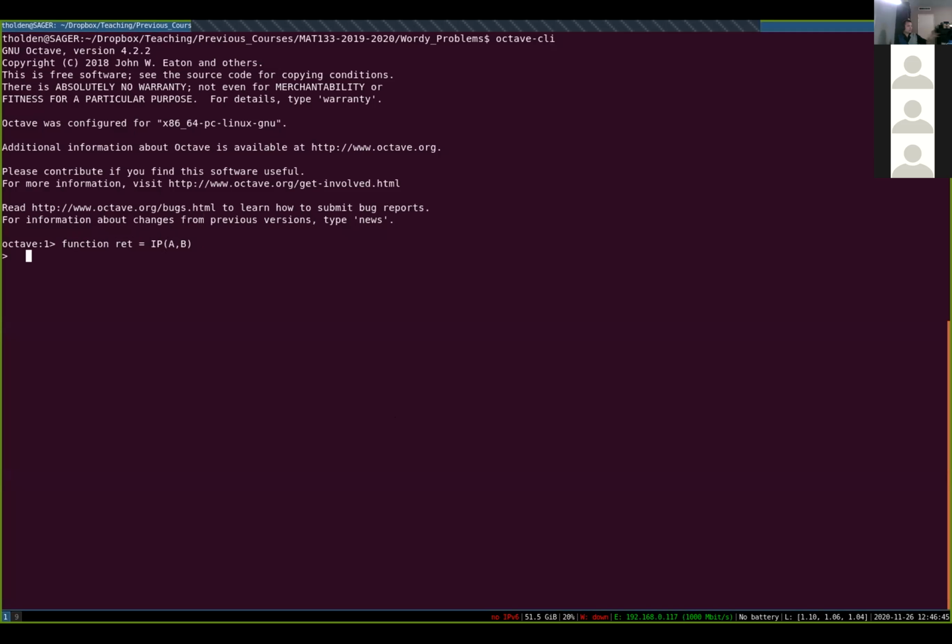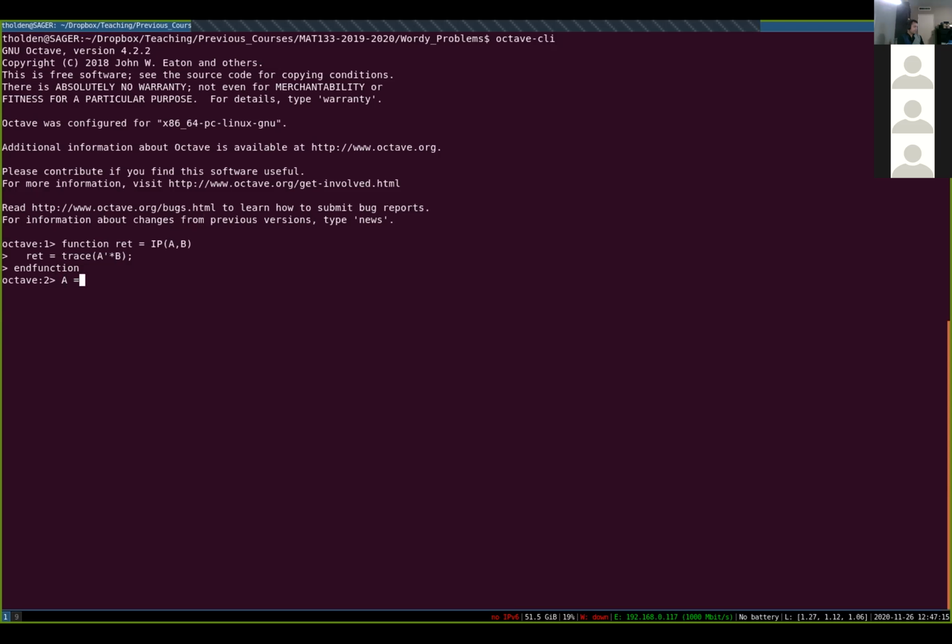Okay, so this is how you declare a function. I included this in the cheat sheet, right? You say function, whatever you're going to claim the return variable equals IP, that's the name of the function, and then your inputs A and B. So what I'm going to do is compute the trace of A transpose. Transpose in Octave is just the apostrophe there, times B. And then I'm going to suppress the output with a semicolon and then say end function. Okay, and I'll type this up if you guys want.